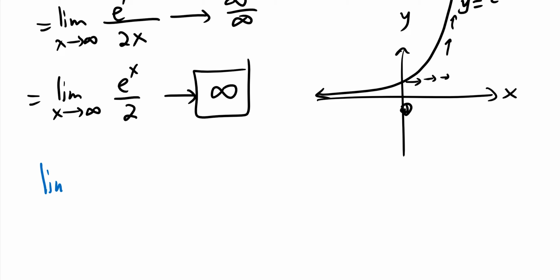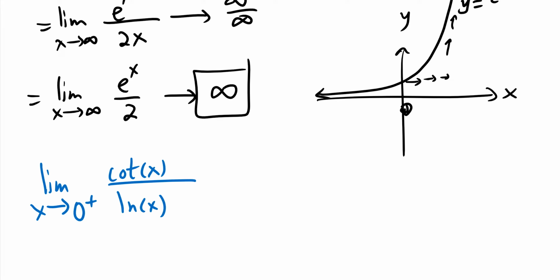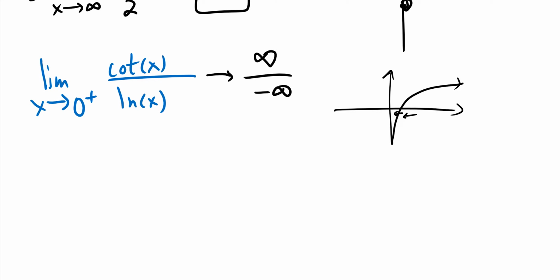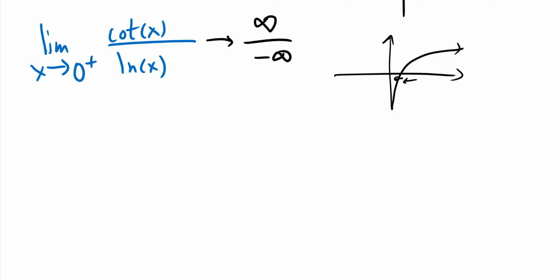Let's look at a more difficult example. The limit as x approaches 0 plus of cotangent x over natural log of x. So let's see. I know I'm going to look at the natural log of x. If I approach 0 from the right side, the graph goes down to negative infinity. For cotangent, if you graph it, you will see it goes to infinity. So that gives me an indeterminate form. It doesn't matter if it's only negative on the top or negative on the bottom or both negative or both positive. Same thing. That's indeterminate form.